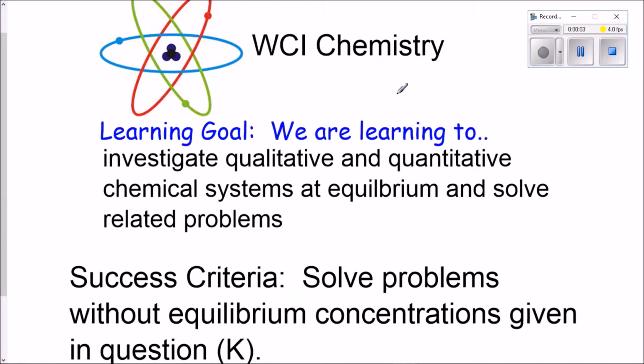Chemistry students, today what we're doing again is solving equilibrium problems just like last time, except now our success criteria is we're going to solve problems without equilibrium concentrations given in the question. These are going to be super type questions. Super type, I don't even know what that means, but that means hard questions.